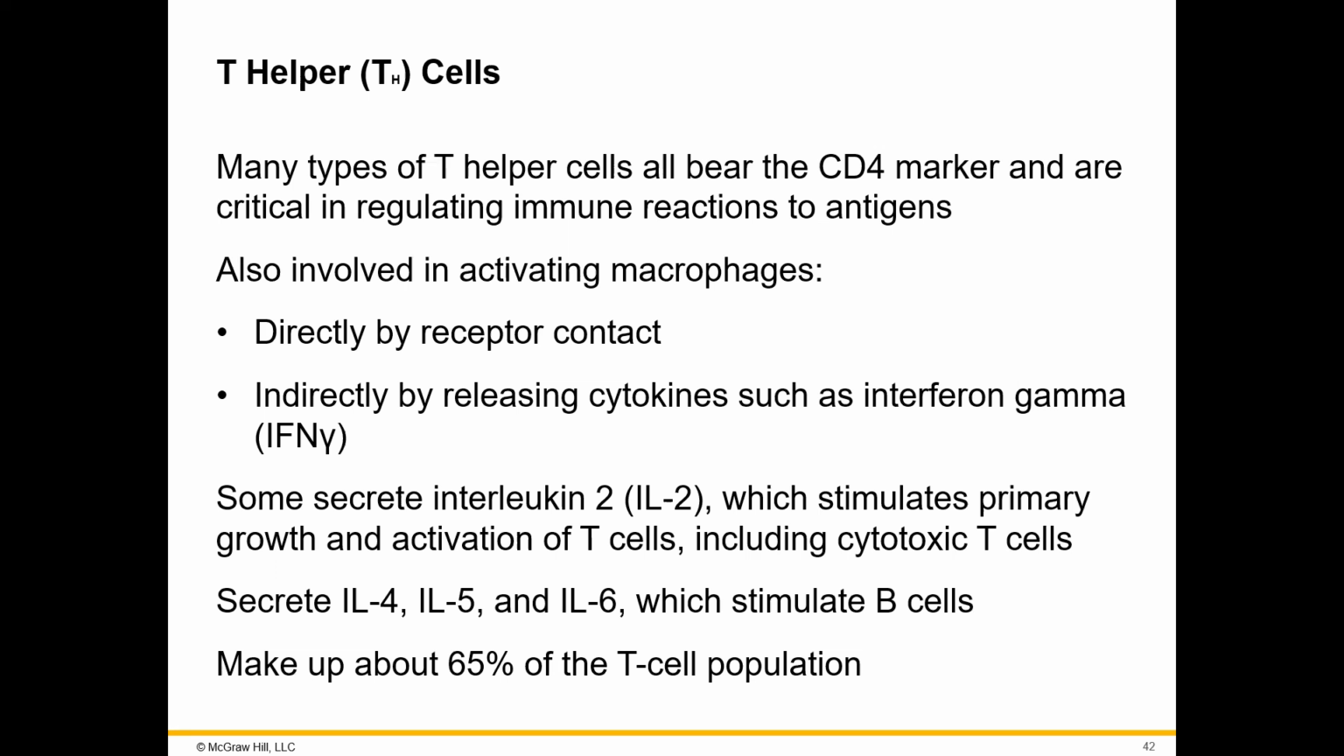T helper cells are the most prevalent type of T cell in the blood and in the lymphoid organs. They make up about 65% of the population. The severe loss of this class of T cells with CD4 receptors caused by HIV is what largely accounts for the pathology of AIDS.